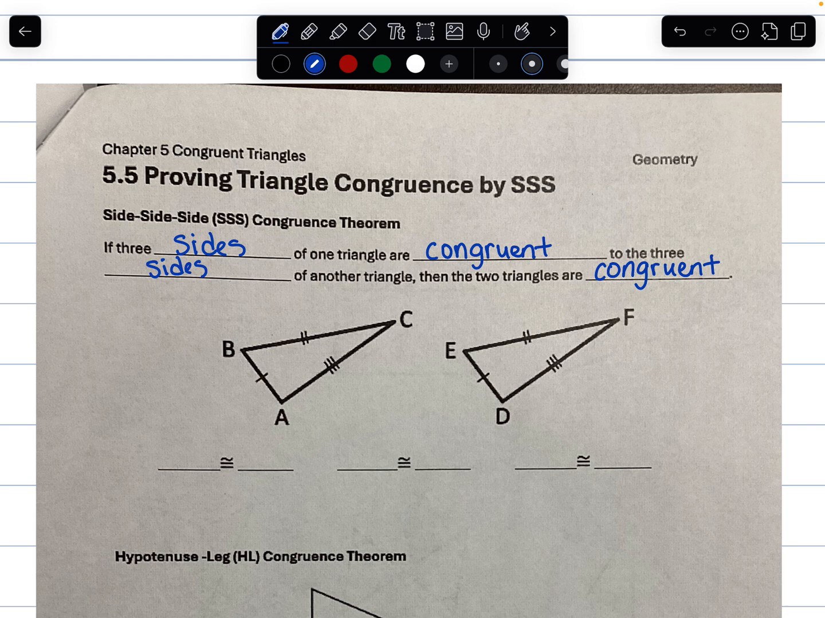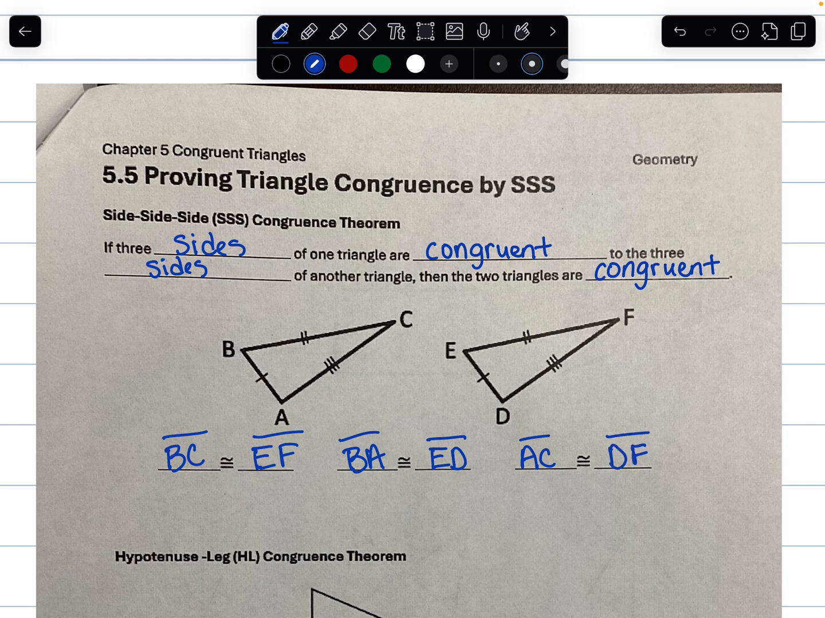So, on this first example, somebody tell me some sides we know that are congruent to each other. BC and DF. Okay, we know those two are congruent because they're both marked with two lines. What else? Somebody else. BA and ED. Just as a reminder, you could also say AB and DE, right? And what's the last pair? AC and DF. AC congruent to DF.